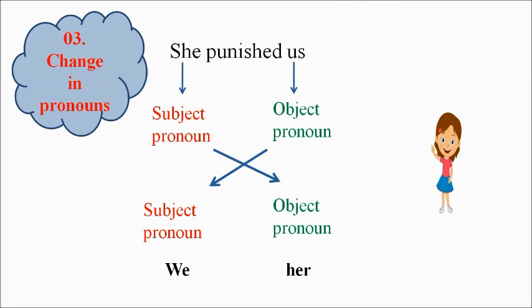Change in pronouns. Subject pronouns change to object pronouns. She punished us. She is the subject pronoun. Us is the object pronoun. Subject pronoun becomes object pronoun. Object pronoun becomes subject pronoun. Object pronoun us becomes we. Subject pronoun she becomes her.